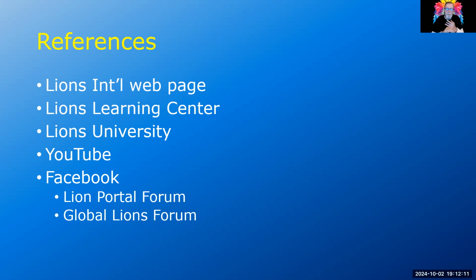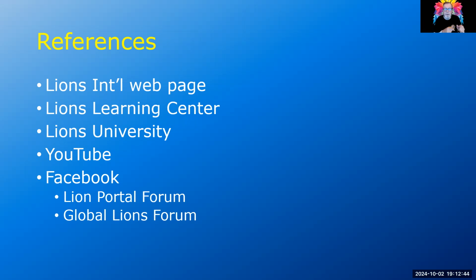There's a whole bunch of information on Facebook. There are what are called groups and pages. A couple of groups for you to consider, for you to look up. I strongly recommend you do this. One is called the Lion Portal Forum, and the conversations are restricted to information regarding the portal. That's all that they do there. The other one that I highly recommend is the Global Lions Forum. This one is for Lions, literally from around the world, and the idea is to exchange information.